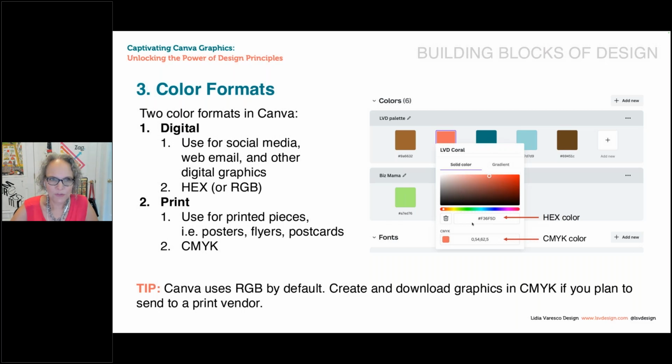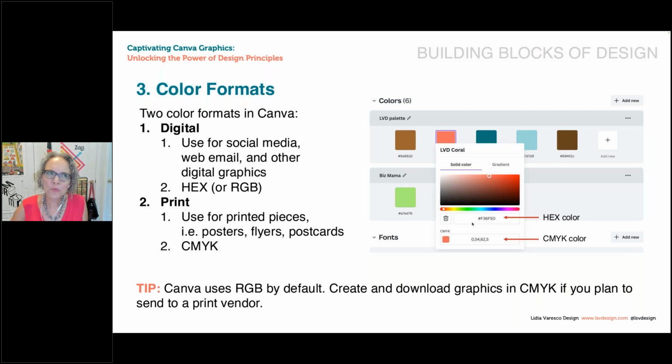The next type of color format you may be using in Canva would be a print format. That would be if you're doing printed pieces like a poster, a flyer, a postcard, something where you'll be saving it as a PDF and then maybe sending it to your print vendor to print out. In that case, you'd want to be using CMYK. That's the second arrow that I've called out. CMYK is basically the color format that a print vendor would use. If you're having something physically printed, those are the colors used on a printing press. So it's good to be aware.